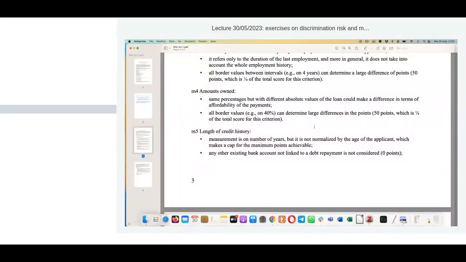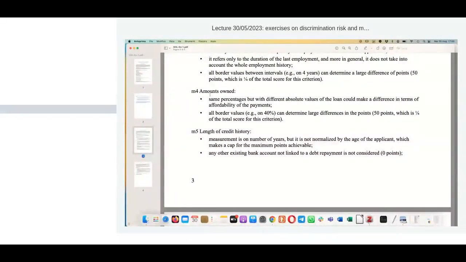I would put it differently. This is a bit weak as an explanation. If you want to measure the wealth, then you should consider also the properties. But we don't have information from the text on the rationale behind the metric. It's amounts owned, the metric.